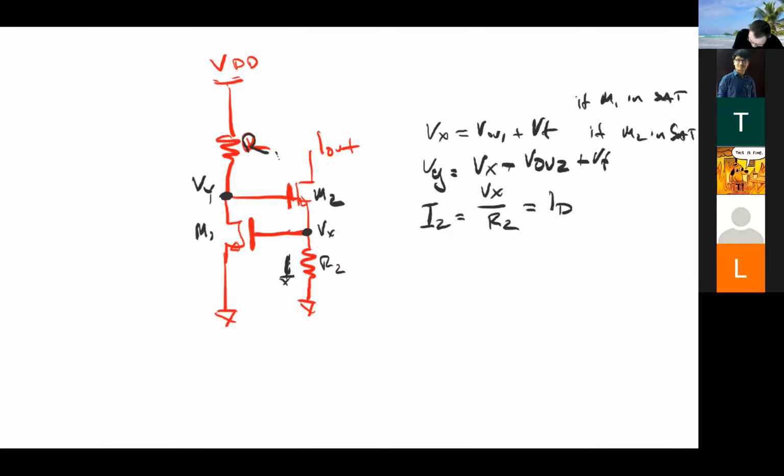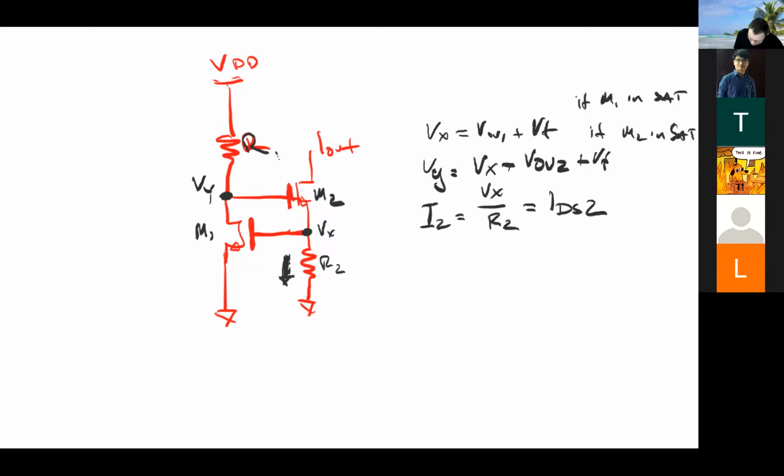I'm sorry, but those equations are valid even if they're not in saturation, right? They are, but I'm going to use the value for VOV in just a minute, assuming they are in saturation, so I'm just preempting my derivation. But yes, VGS is always equal to VOV plus VT. I guess not if they're in cutoff.